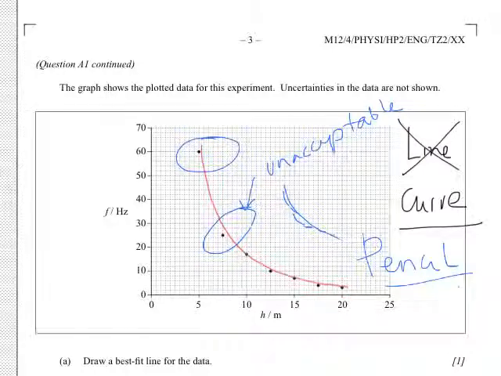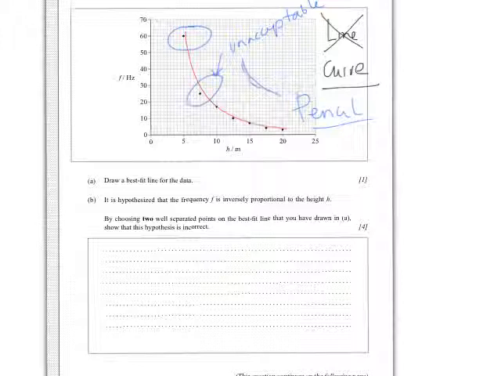The next part is a very common question, which is worth a lot of marks. So let's see if I can explain this clearly. It is hypothesized that the frequency is inversely proportional to height. So this is fairly common. They give you a hypothesized relationship, and you need to look at the data and see if that's true.